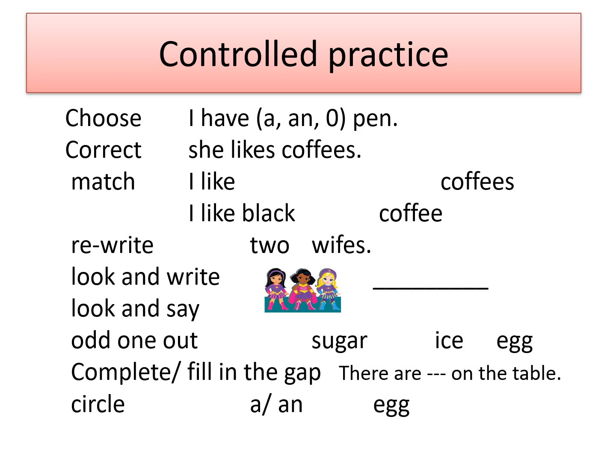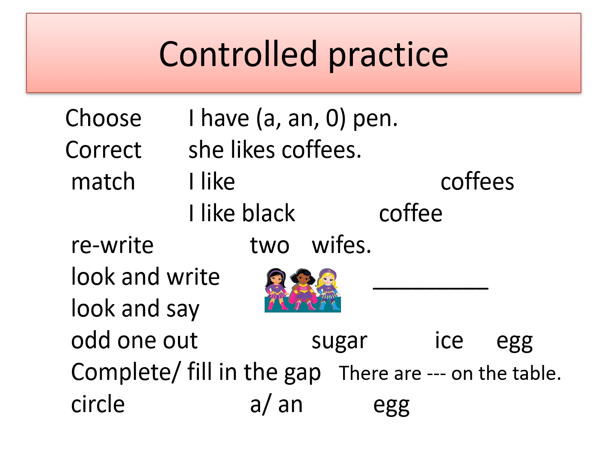Match. I like black. So I like coffee, and I like black coffees. Correct. Sorry, rewrite. Two wives. So you have to replace F with V, wives.